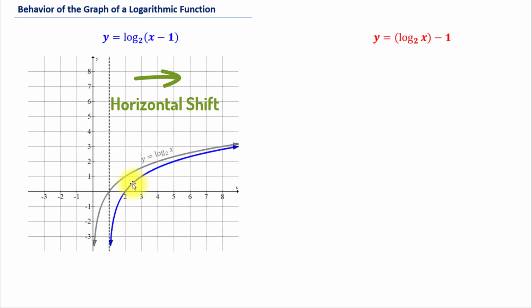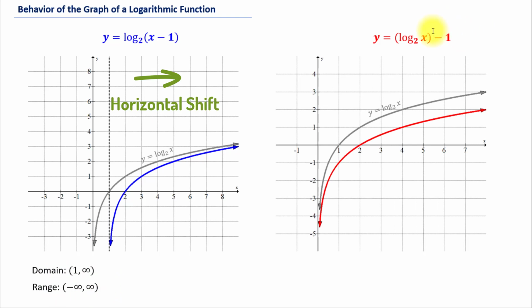When we shifted the graph, its vertical asymptote shifted along with it. And now it's at x equals 1, which means that the domain of this function is from 1 to infinity. And the range stays the same, all real numbers.